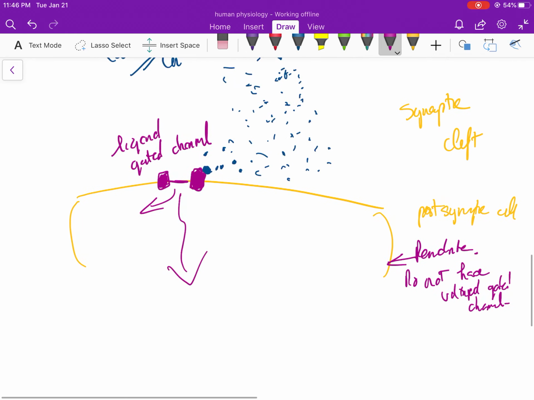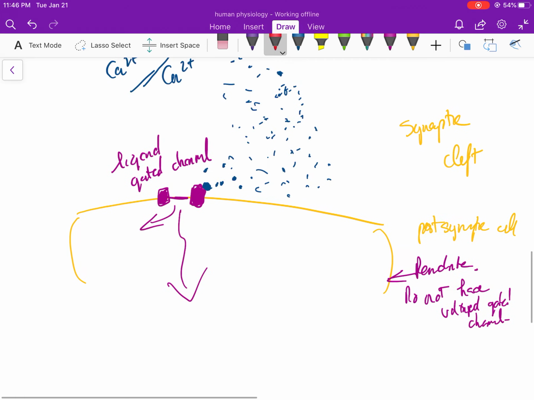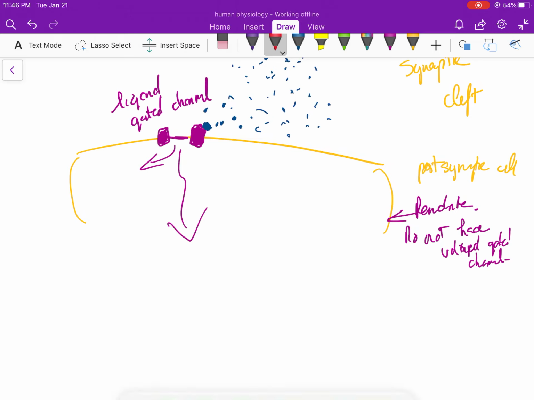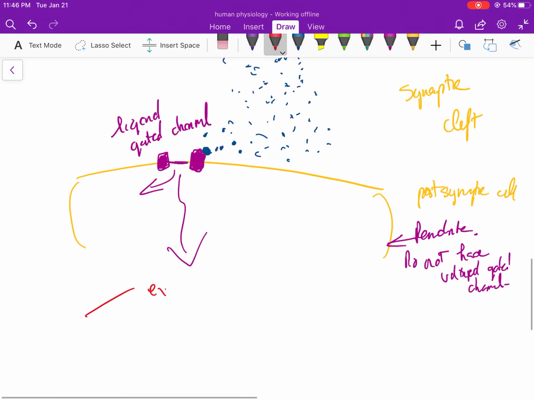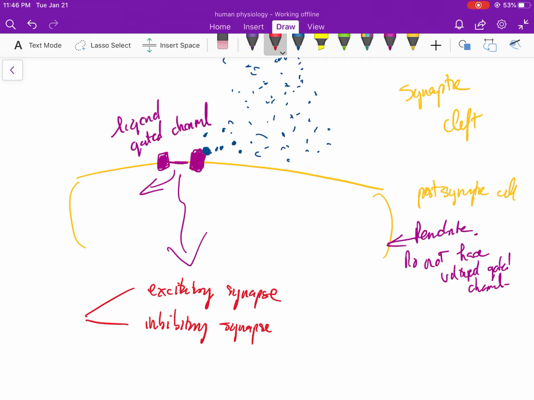So there are three different types of synapse that we can have. Three different types. We can have an excitatory synapse, but we also can have an inhibitory synapse, right? And also we have another one that is modified, it is mediated by G protein.